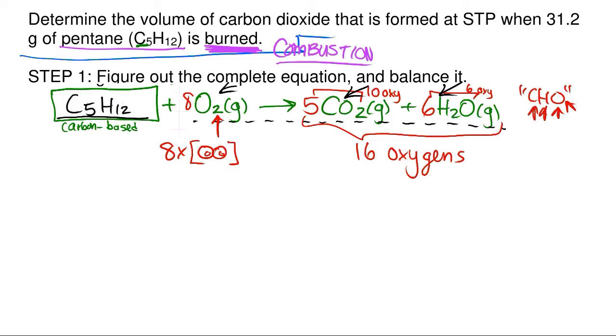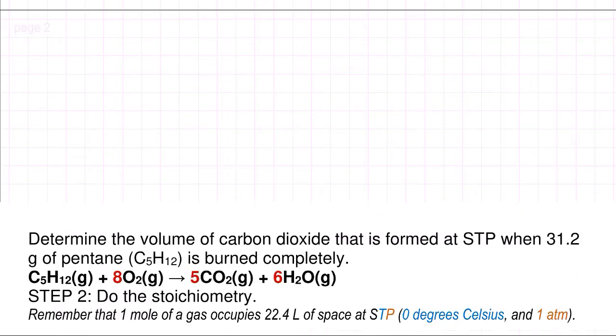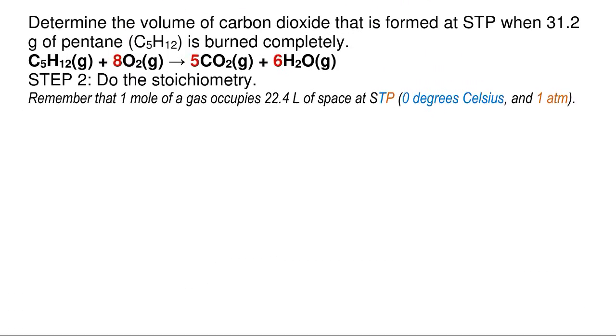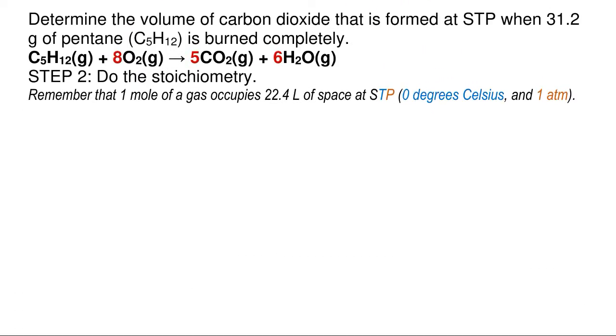The next step is, scrolling down to the next page, it says, now we actually have to do the stoichiometry. Determine the volume of carbon dioxide that is formed at STP when 31.2 grams of pentane is burned completely. We've already done this step. We've already figured out the complete balanced equation, so that reaction itself. Now we have to actually do the stoichiometry.